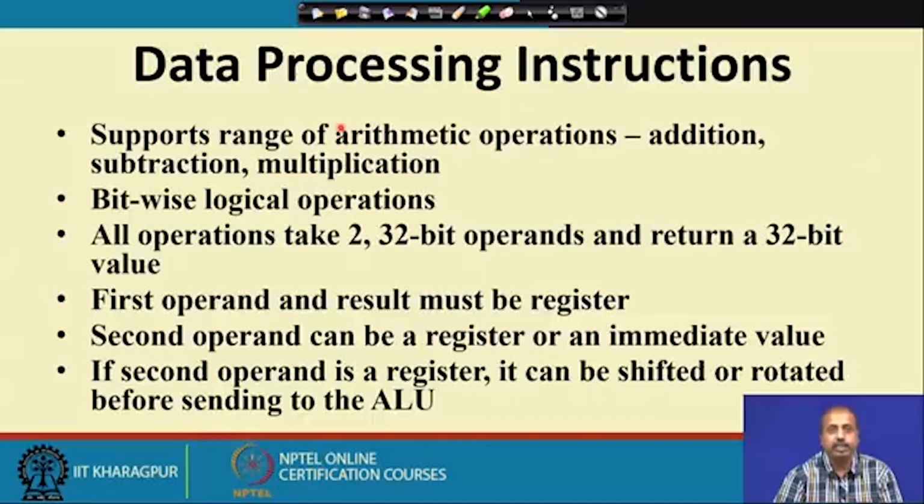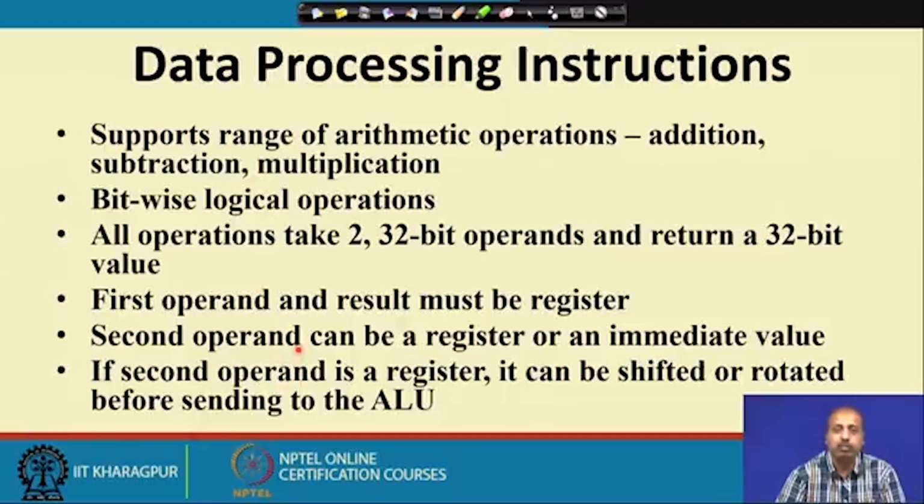The first operand and the result must be registers. This is the important thing: the first operand must be a register, and the result must also be a register. That is why it is a register type of architecture. Then the second operand can be a register or it can be an immediate value, and if the second operand is a register, it can be shifted or rotated before sending to the ALU. So, the first operand is a register and the second operand can be a register or immediate.